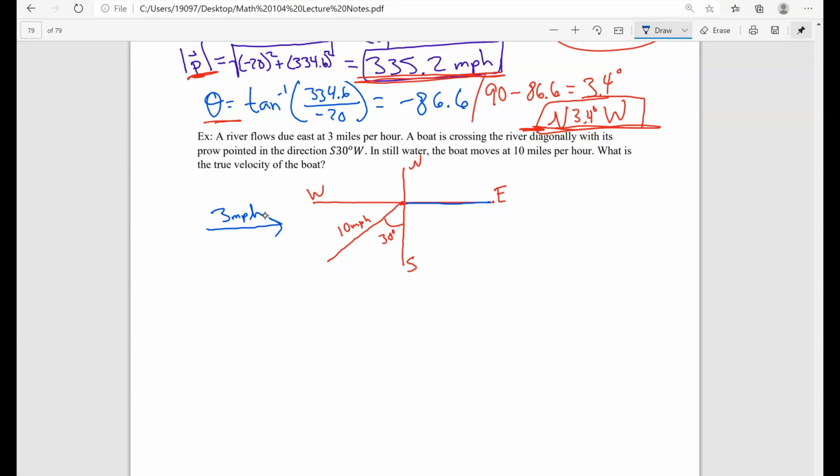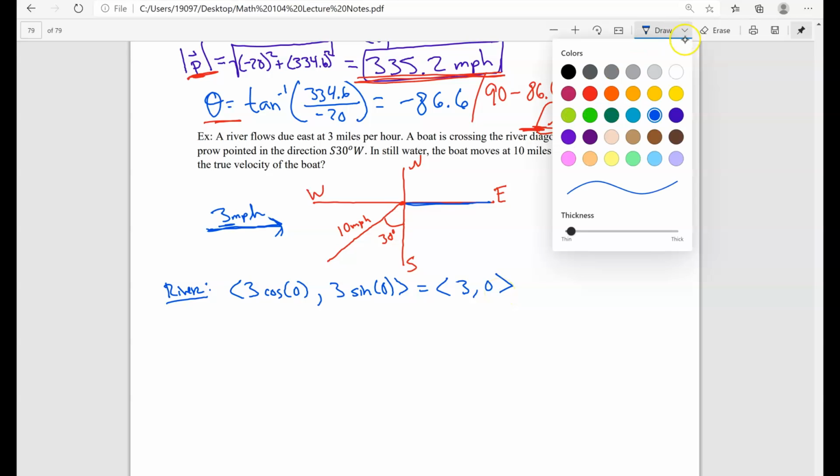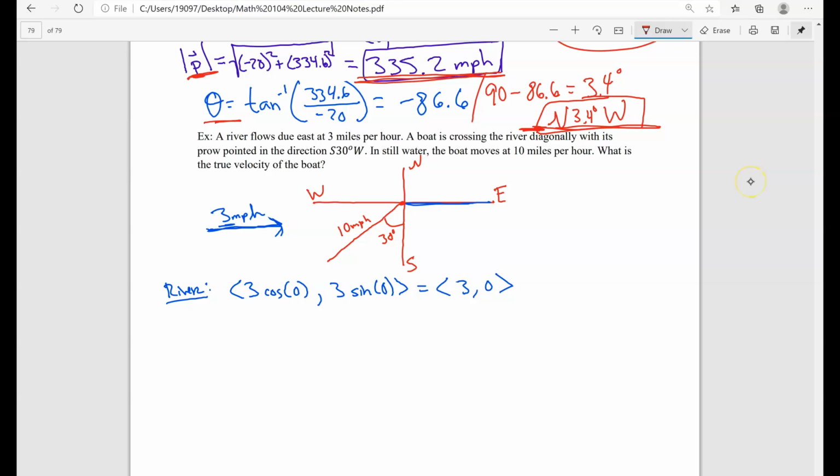It's very similar to the other problem. It's just that now we have a river. Here, let's first start off by finding the components of the boat and of the wind. I'm sorry, and of the river. So let's look at the river. Notice that it's going in this direction. To find the components, it's going to be 3 times the cosine in that direction, which is just 0, comma 3 times the sine of 0. This gives me 3, comma 0. This is the vector form of the river.